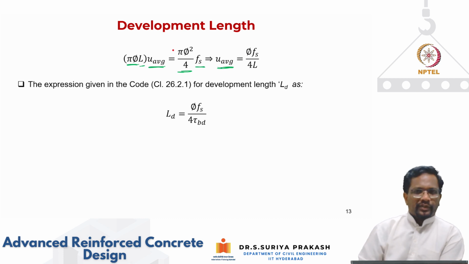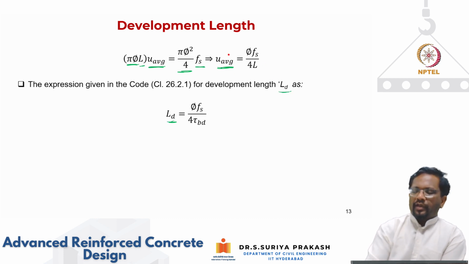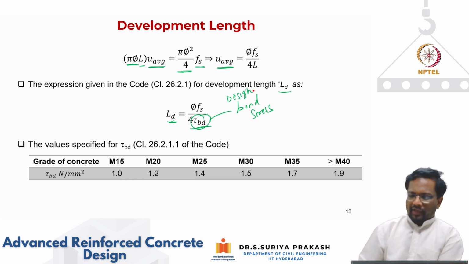If you do simplification, you get diameter multiplied by stress divided by 4L, right? So the expression that is given in the code for development length is, now when I put LD on the other side, it will become diameter multiplied by stress divided by 4 times tau BD. But tau BD is your design bond stress that is specified by the code. Tau BD is nothing but the design bond stress that has to be calculated.